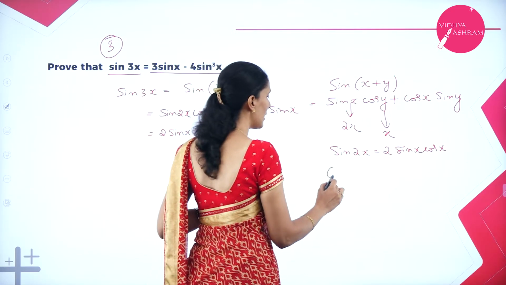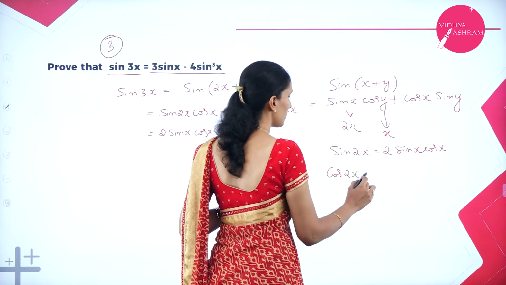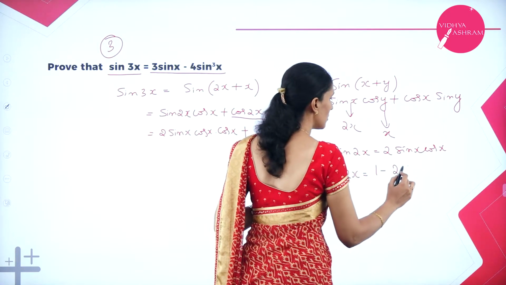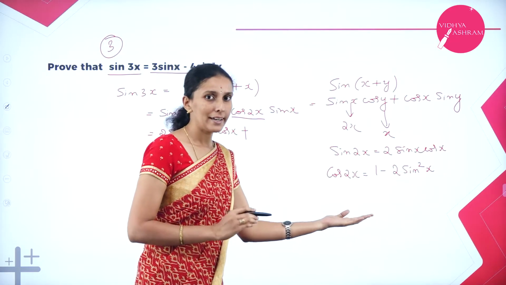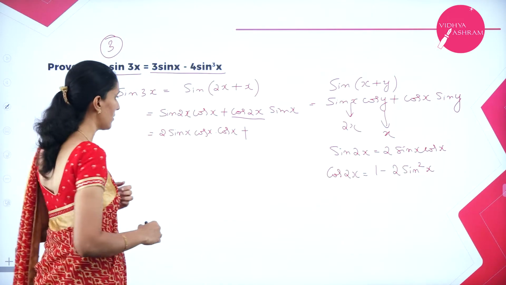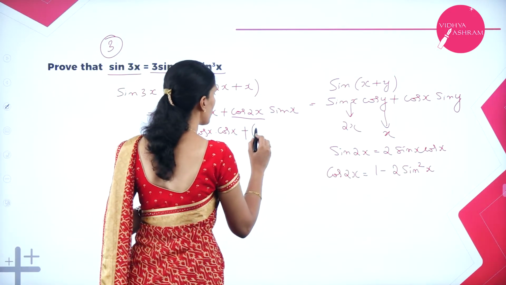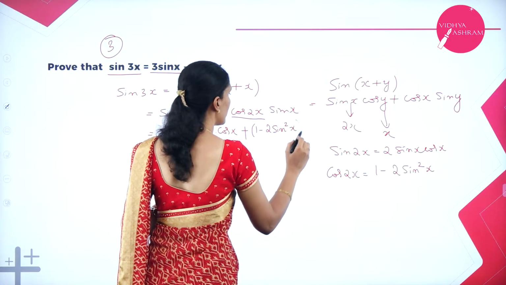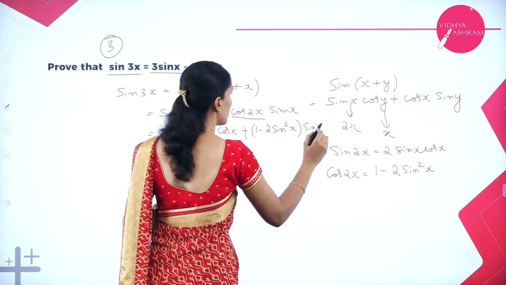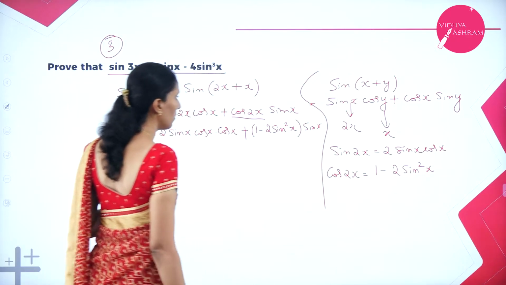What is the formula in terms of sine? That is 1 minus 2 sin square x. So you can choose the identity for your requirement. So here I can replace cos 2x with 1 minus 2 sin square x, into sin x. So these are all the formulas.